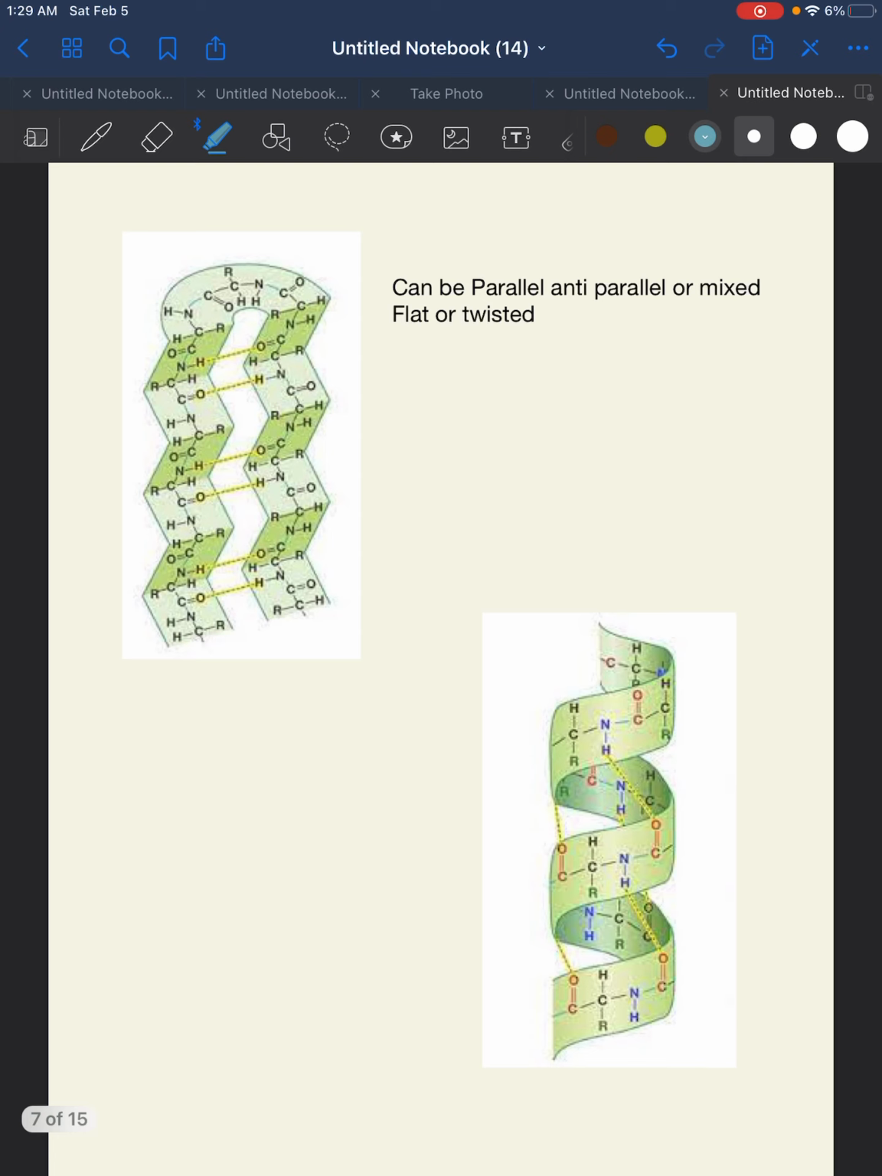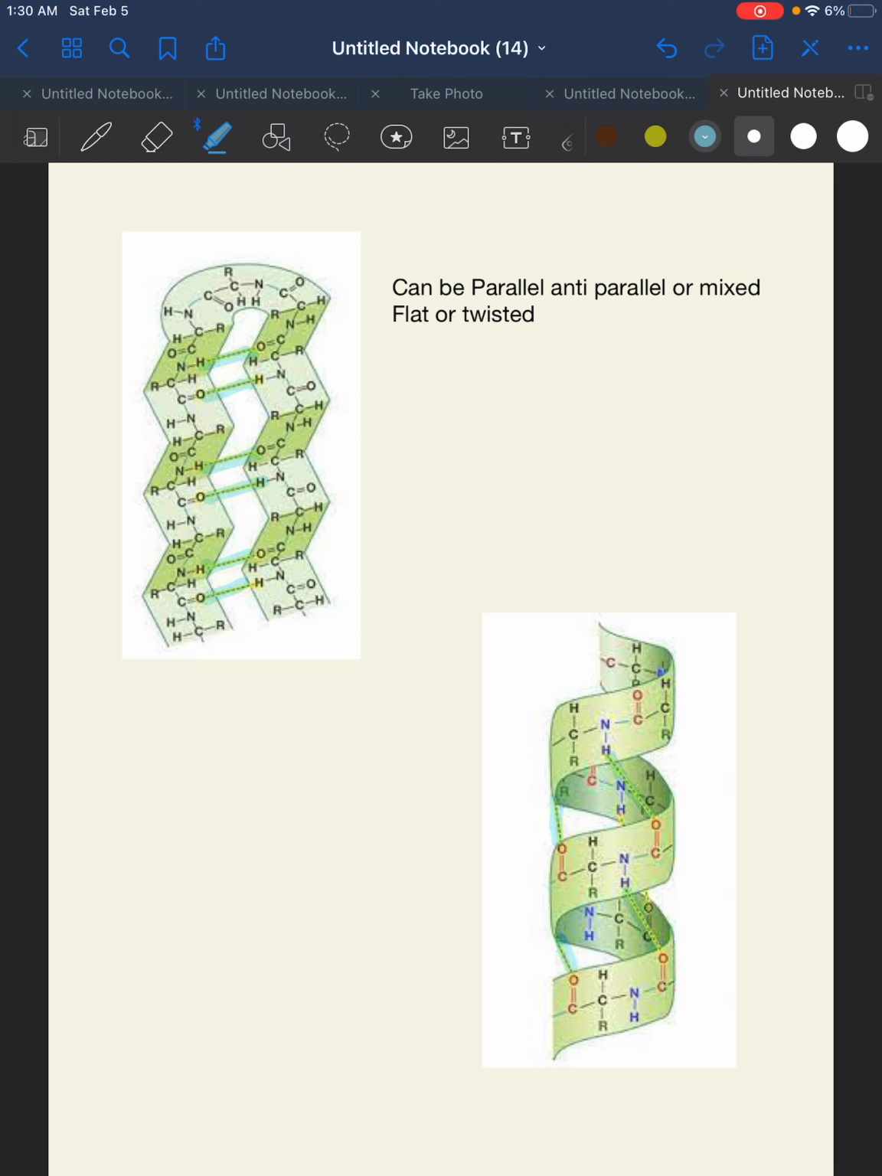As you can see here, I have two photos. This would be your beta sheet right here, and you can see the hydrogen bond occurring between the hydrogen on the nitrogen and the oxygen carboxyl group. Right there again, right there again, right there again, and that forms that beta sheet. Right here we have an alpha helix, which I like to think of as a spring-like structure. And once again, that hydrogen bond occurs between the oxygen and the hydrogen on the nitrogen.